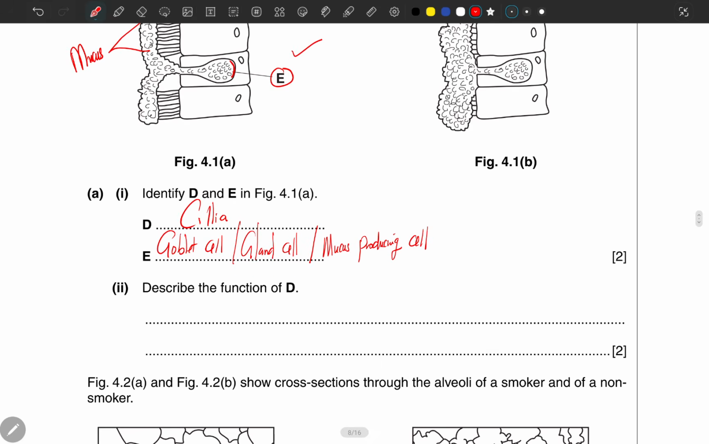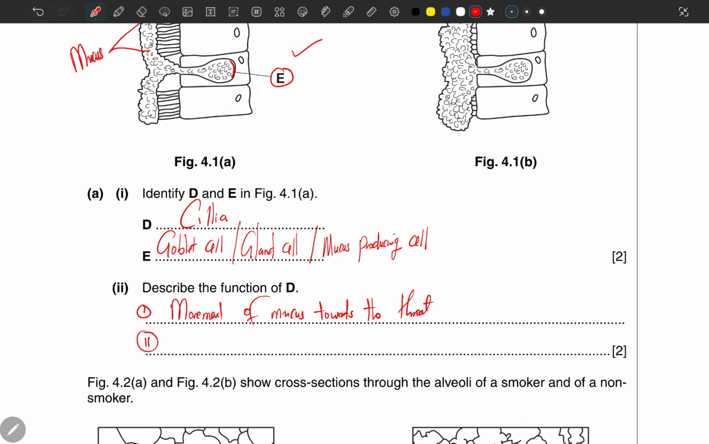Good, correct. Describe the function of D. So if D here was wrong, meaning even the function here is wrong. So what's the function of cilia? I'll give you two functions. Number one, it helps moving the mucus towards the throat. So movement of mucus towards the throat.